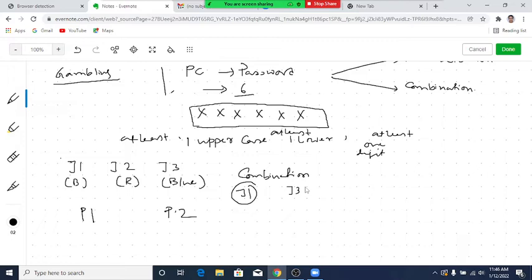Is that clear or not? Yes, yes, sir. And in permutation, what is mattering actually in permutation?